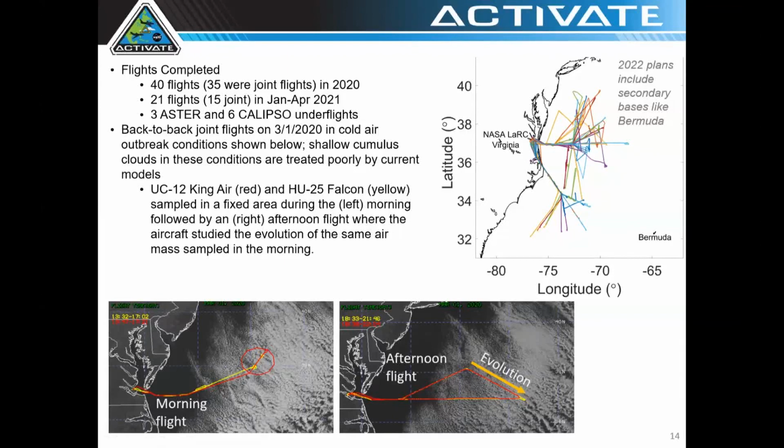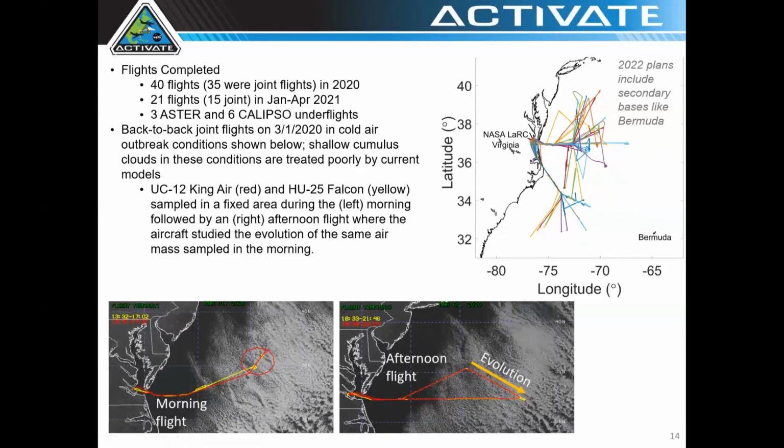And those data are really important for evaluating things like divergence, surface fluxes, and I'll get to in a few slides why this is so important for the modeling teams. The Falcon, in the meanwhile, is within that circle doing stacked level legs, studying the boundary layer cloud system. So together, these data, we can do a lot with it.